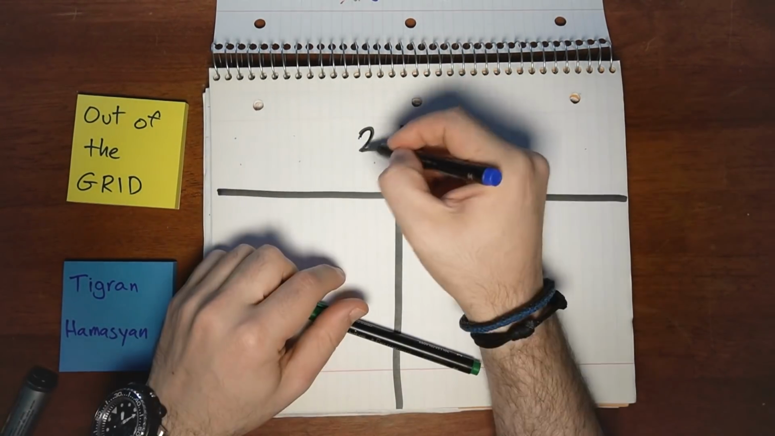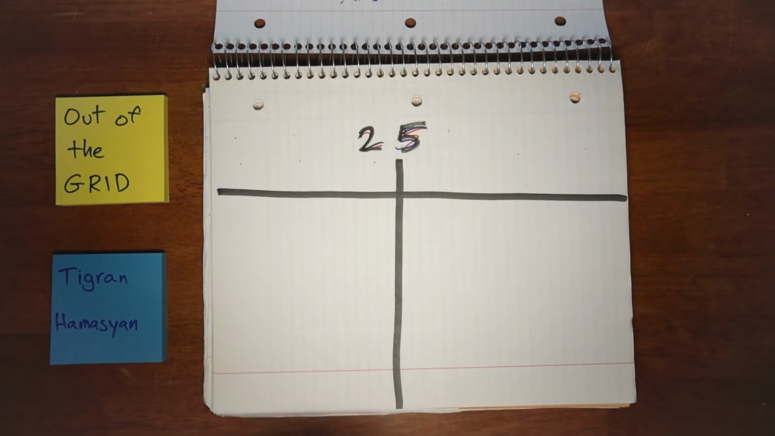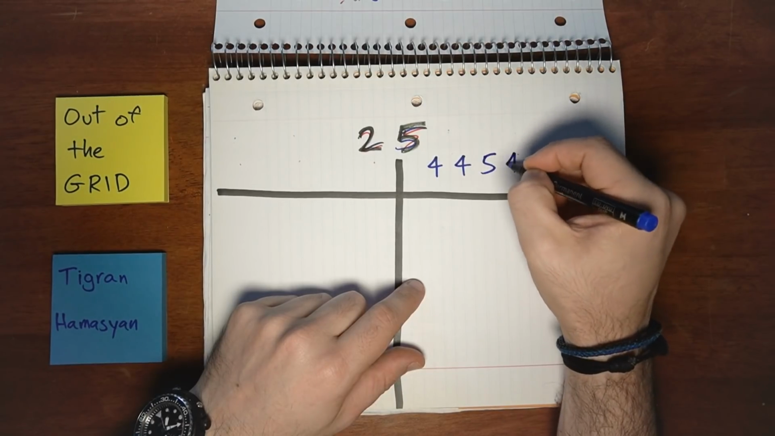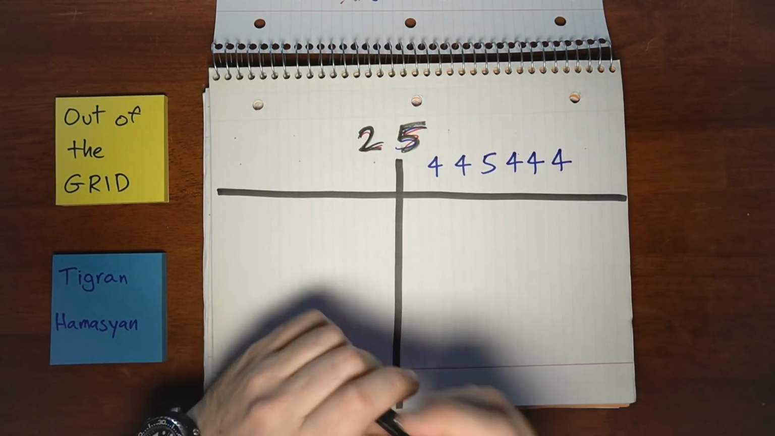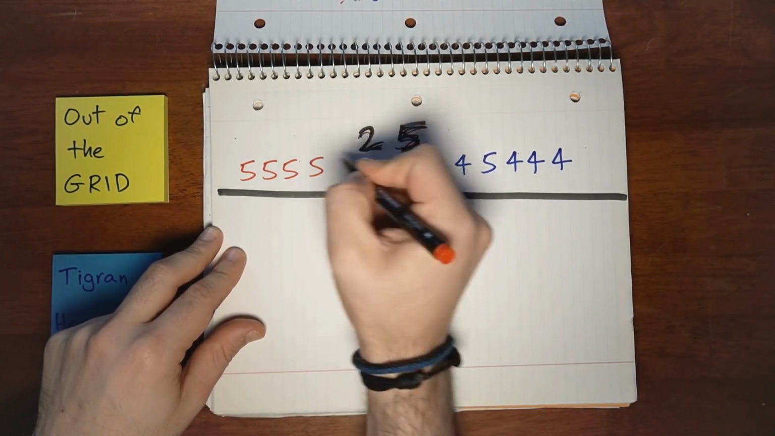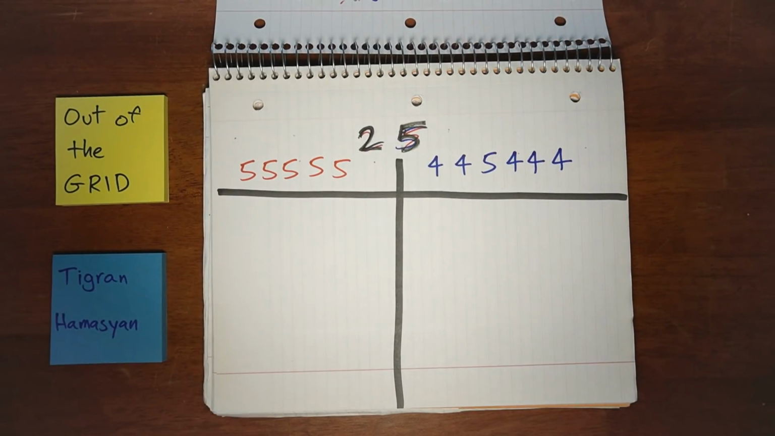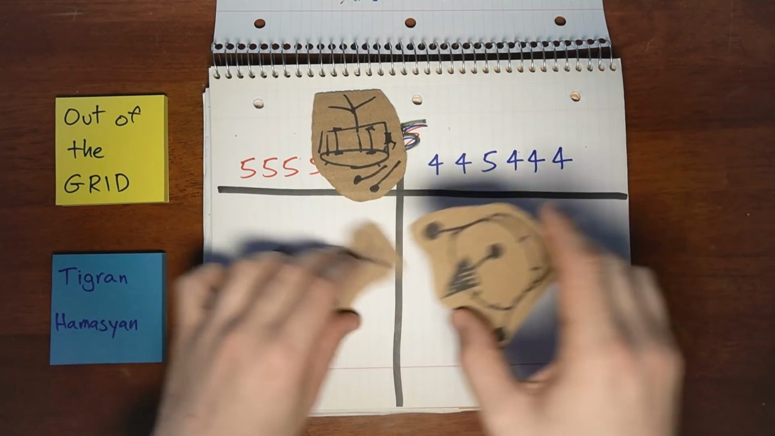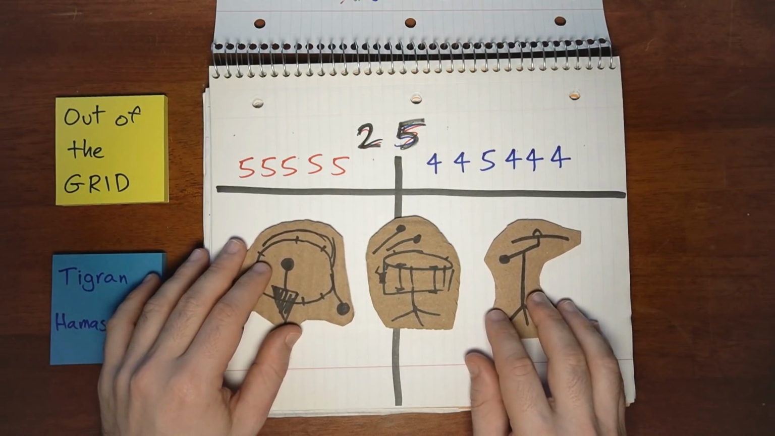This 25 beat cycle is divided in 2 different ways. So on one side, we got the new groups we found, 445, 444. While the other side divides this 25 into 5 groups of 5. Okay, so let's check out what instrument plays what. We have drums, bass, and piano. So let's start with drums, because I like drums.